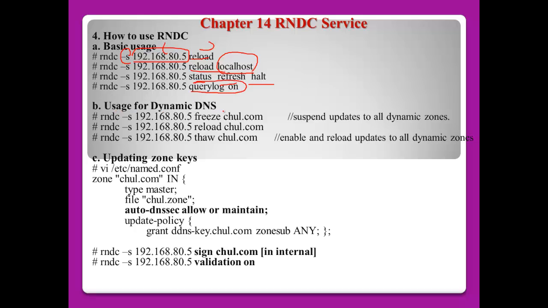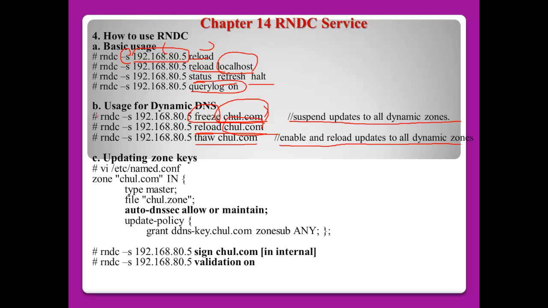Usage for dynamic DNS. In the previous video, I already introduced the meaning of dynamic DNS update. So in my case now, I'm using the char.com zone. This is the dynamic zone. So in this case, if we want to update this zone, first freeze and the zone name, and after that reload char.com. If we use freeze, it means suspend updates to all dynamic zones, and after that reload this zone, and it means enable and reload updates to all dynamic zones.